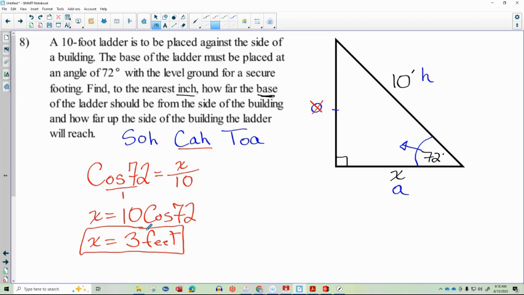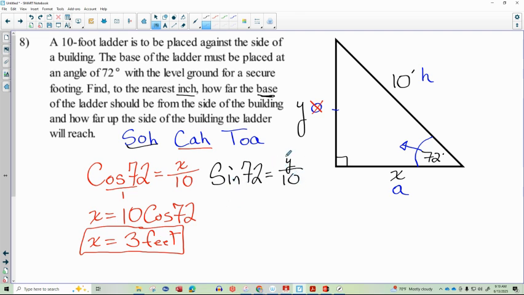All right. We're halfway done. All right. So we did that. And how far up the side of the building? So I already used X here. So I'm going to use Y to represent how high, right? That's the key there. So I'm going to say this is my Y. And now in this particular problem, I need my O because that's the Y. I need my O and I need my H because that's the 10. So an O and an H is going to be a sine problem. So here I'm going to do the sine of 72 is my O over the H. So it's going to be my Y over 10.